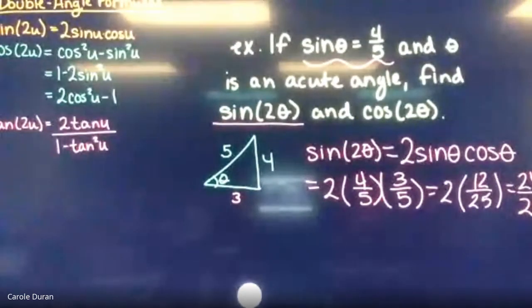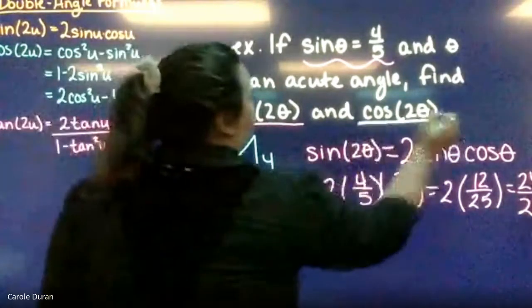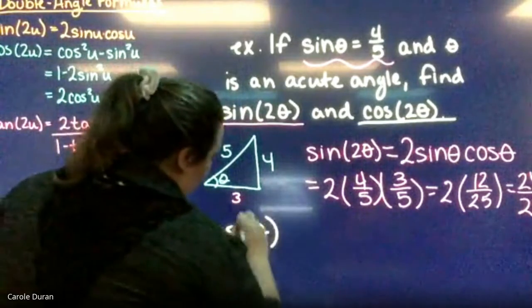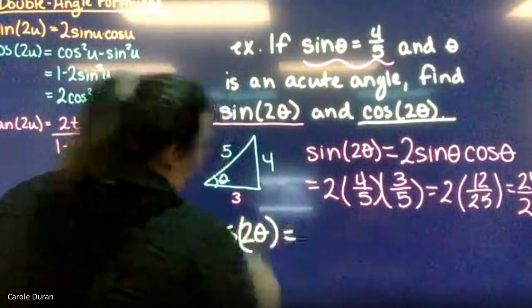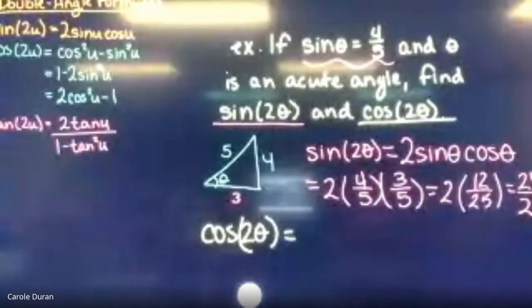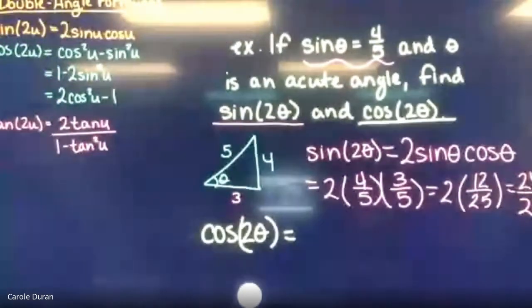So now what we're going to do is cosine of 2 theta, because that was the other part that it asked me to find. I'm going to find cosine of 2 theta. The really cool thing here is I could pick which of the equations I would like to use. Just for practice, the top one: cosine squared u minus sine squared u. That's the one I'd like to use here.